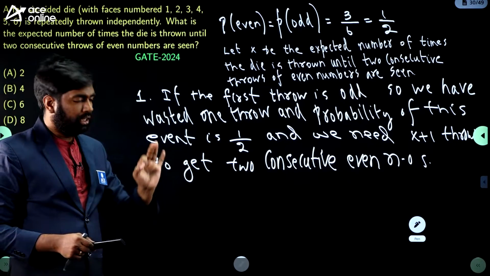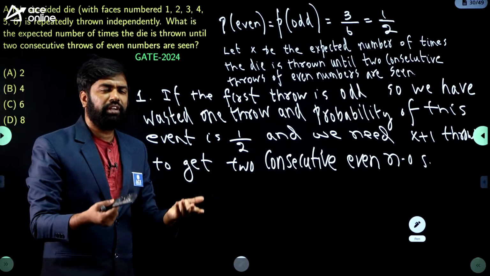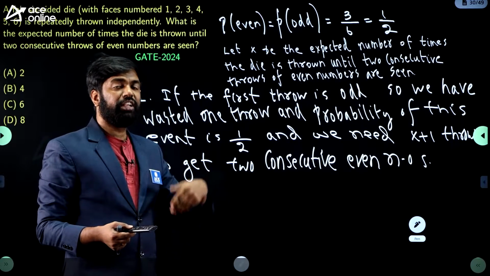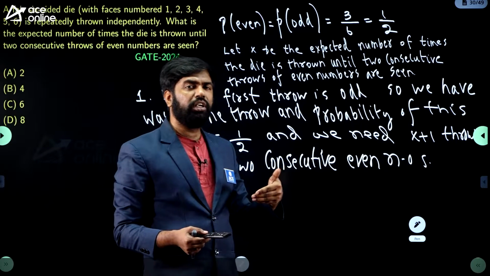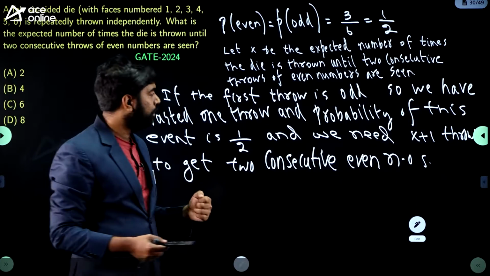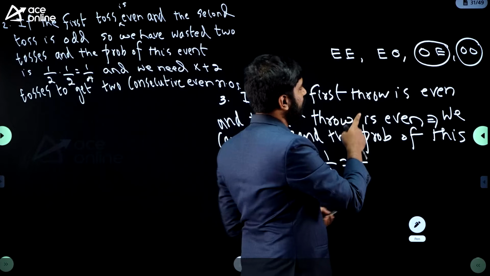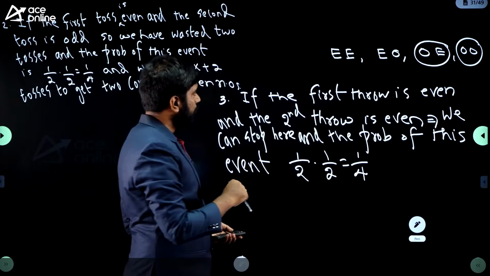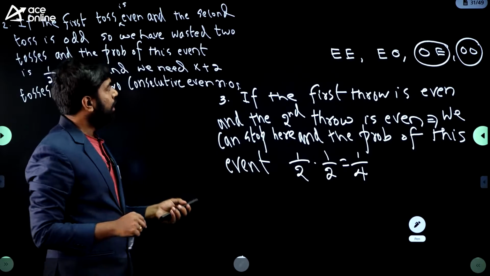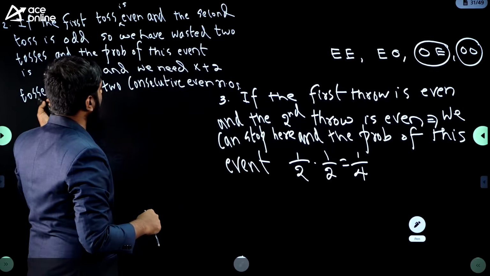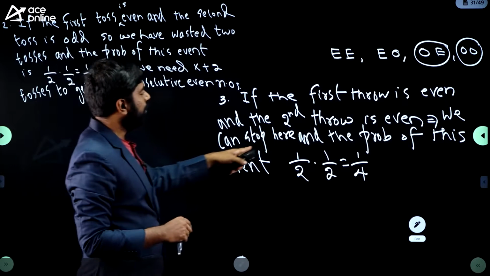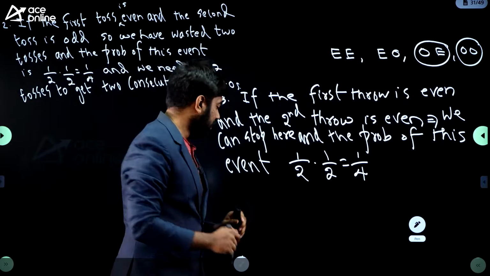If the first toss is odd, we have already wasted one toss. So we need x more, or on an average we need x tosses to get 2 consecutive even numbers. That is why the total tosses are x plus 1. Those 2 cases of odd even, odd odd are already part of case 1, and the remaining cases of even odd is covered here and even even is covered here. So, we are done with this.